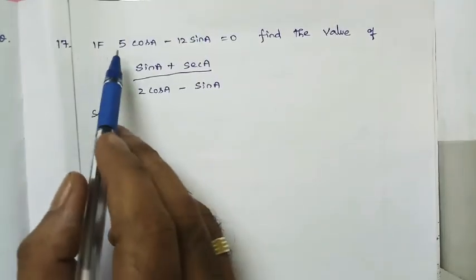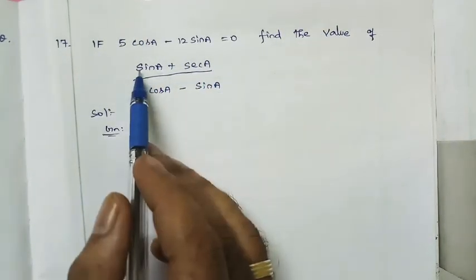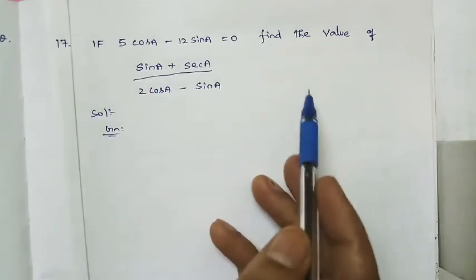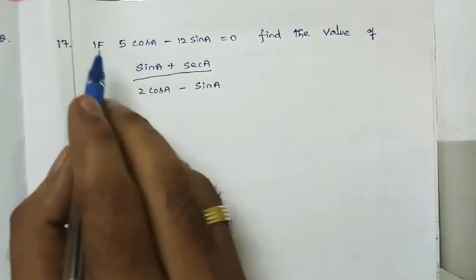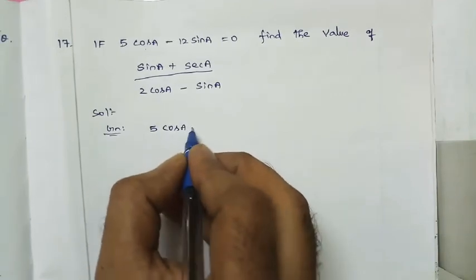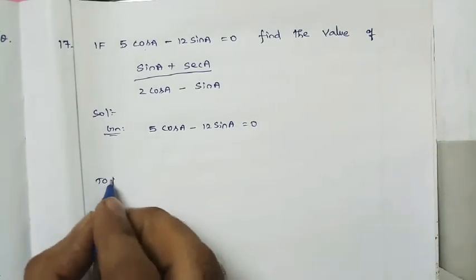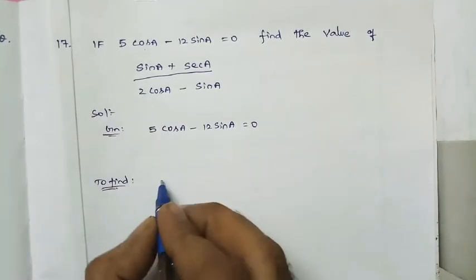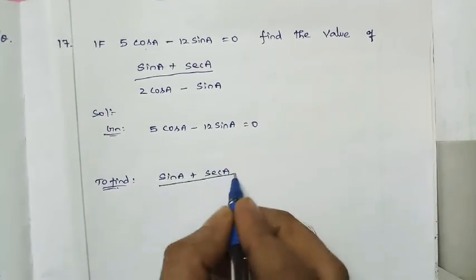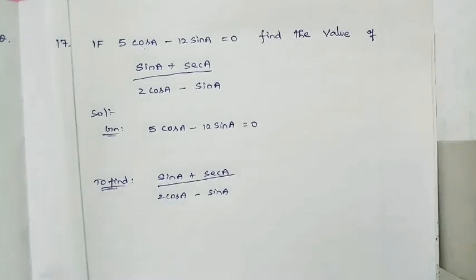Number 17: if 5 cos a minus 12 sin a equals 0, find the value of sin a plus sec a divided by 2 cos a minus sin a. So first we want to draw the triangle. First write the given: 5 cos a minus 12 sin a is equal to 0. To find: sin a plus sec a divided by 2 cos a minus sin a.